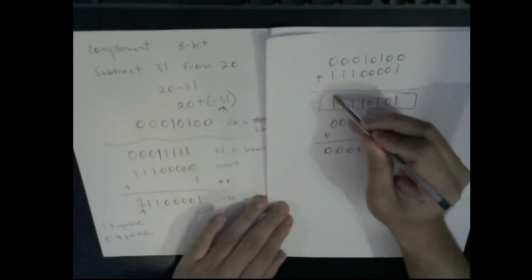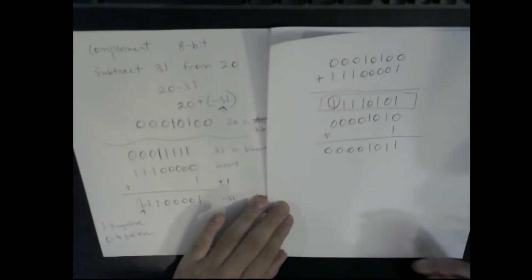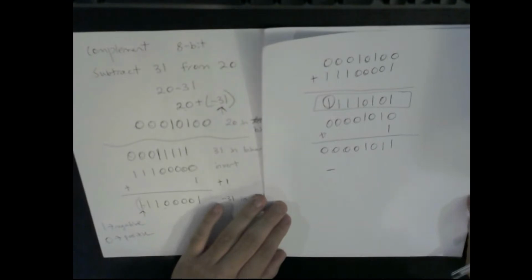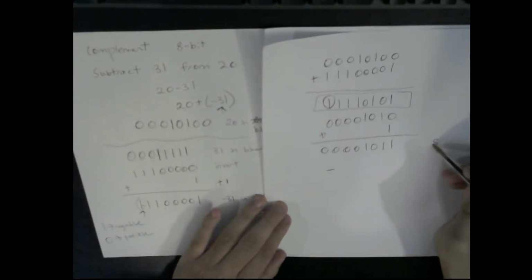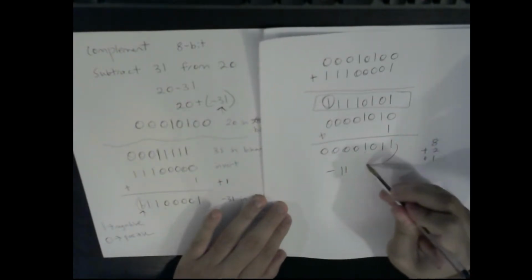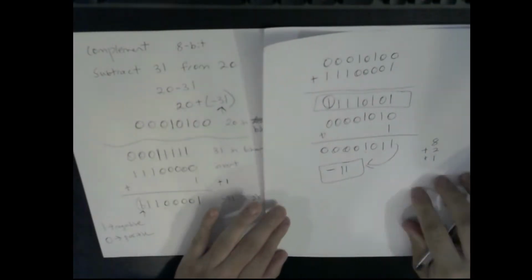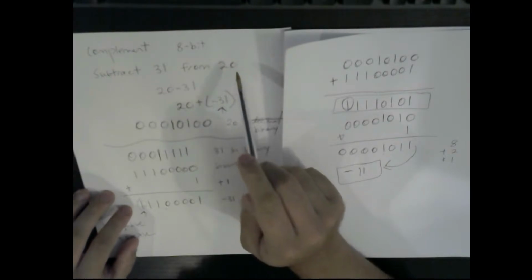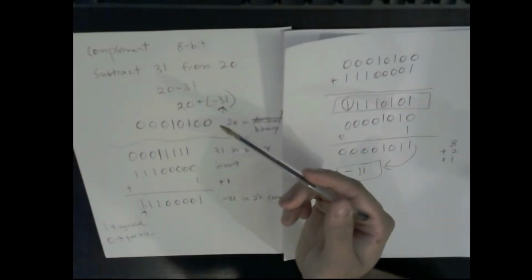So this is my new number, and I'm going to figure out what number this is. Since I knew this was originally a negative number, I'm going to make sure to put my negative sign right here where I write my decimal number. This number is 2 to the 3rd plus 2 plus 1, so in decimal it is negative 11. That makes sense, because we said I want to subtract 31 from 20, and 20 minus 31 is negative 11.